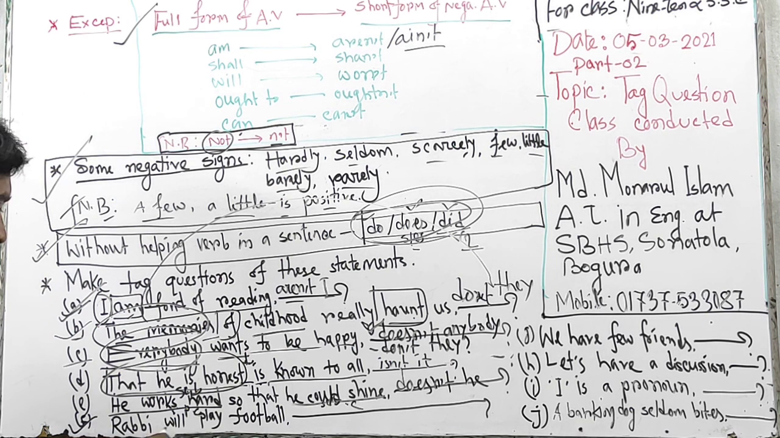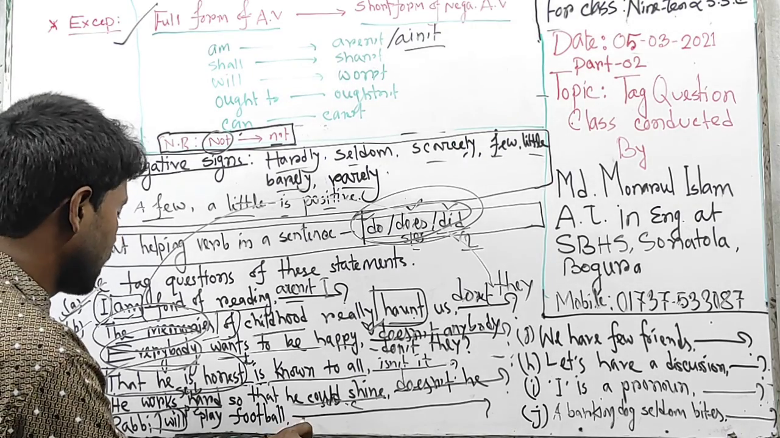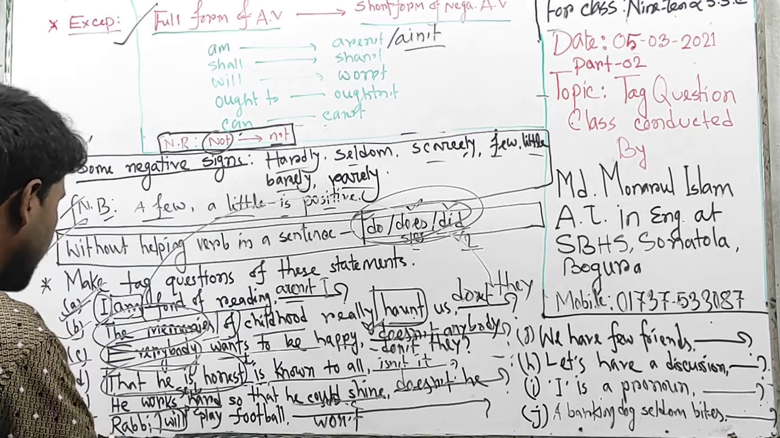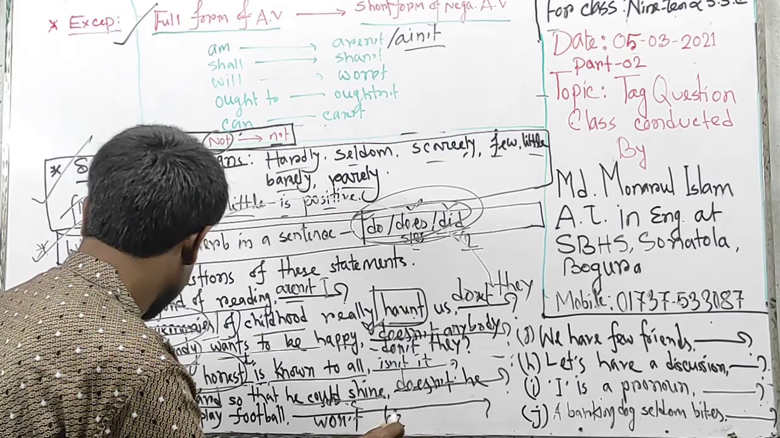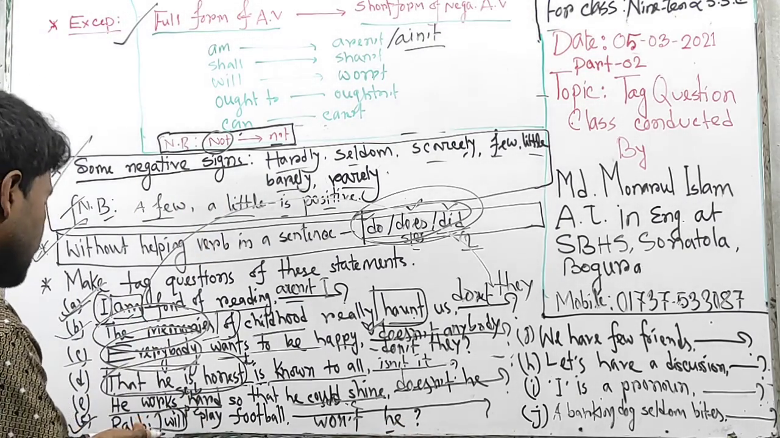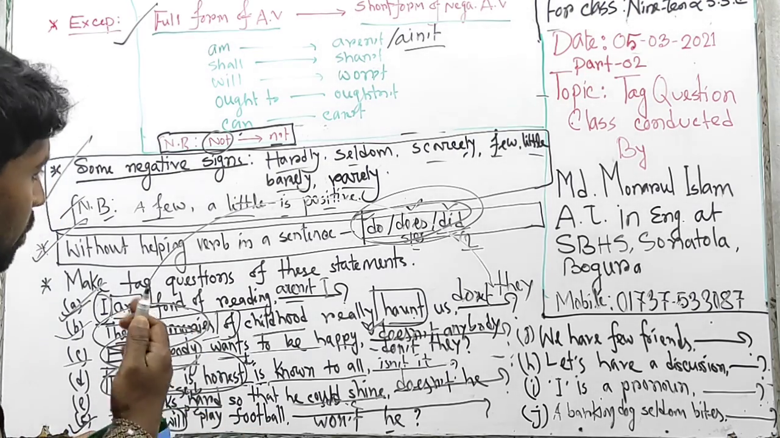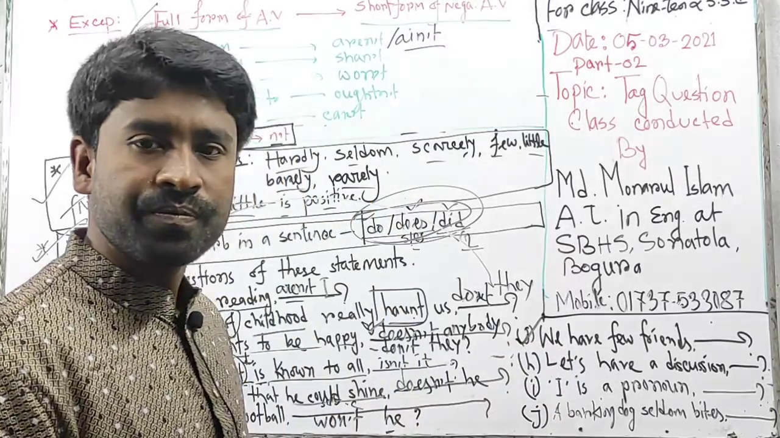Number 8, Rabbi will play football. Here we find the auxiliary verb will, and it's a positive sentence, so we should use the negative form. Will's short negative form is won't. Dear viewers, Rabbi is a noun, so we should use a pronoun. Rabbi is masculine gender, so we should give the pronoun he. If the noun is feminine, of course we should use she. These are only for singular subjects. Dear viewers.